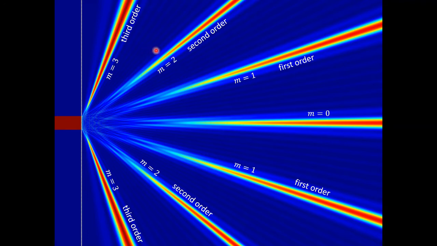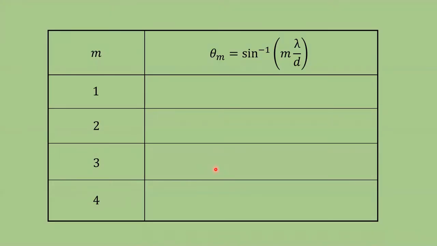And how many of the orders you see depends on the ratio between the wavelength and the slit. It could be that you see 7 of them, let's say, or sometimes you only see this central one. It's possible to not see even the first diffraction order. So let's continue with the example we've been using and see how many diffraction orders would actually be visible with this diffraction grating.